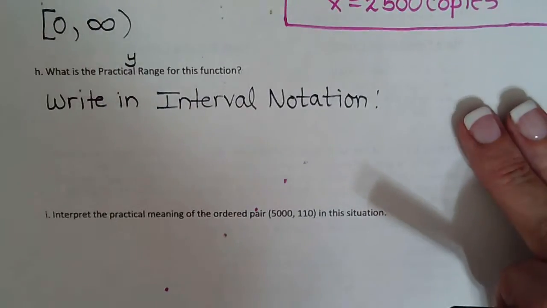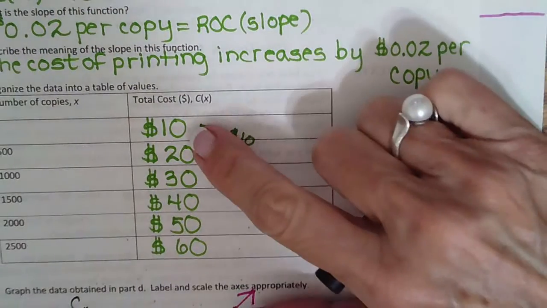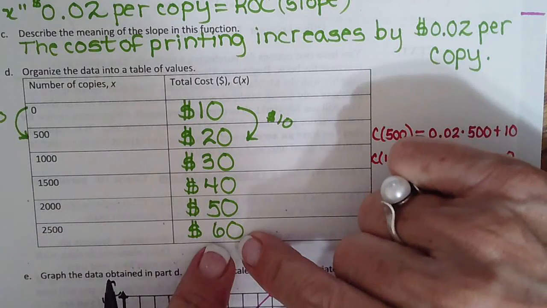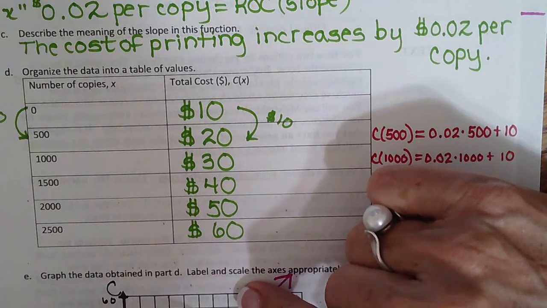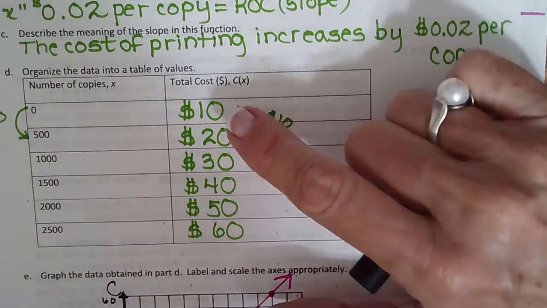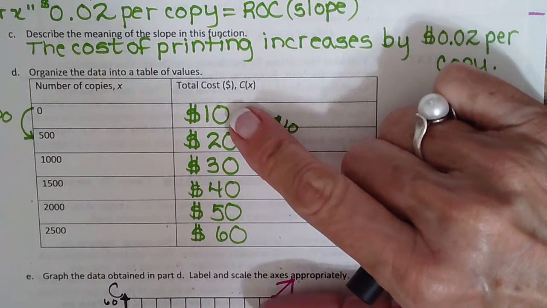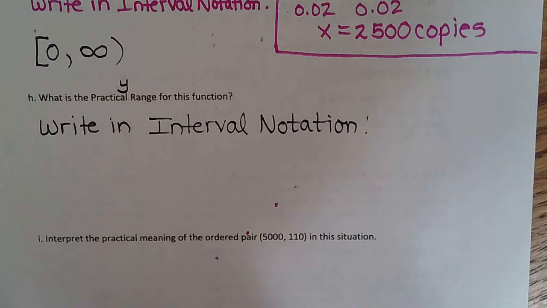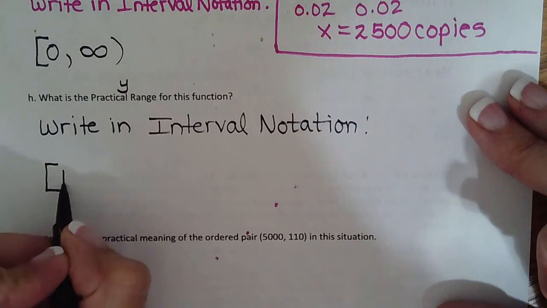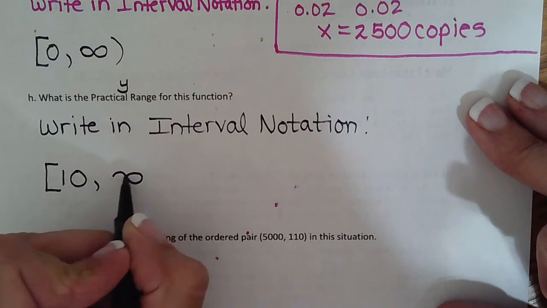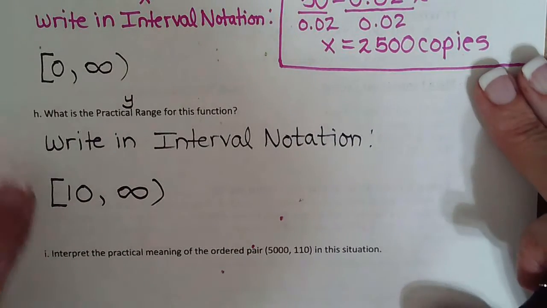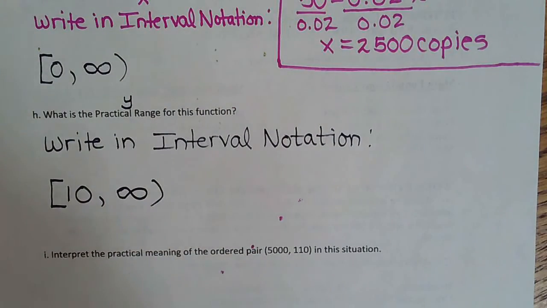Okay, so did you all figure out what the y's can be? Let's look at that. So what's the lowest y? $10, because it can't get any lower than 10. That's a base fee. Can it keep going up, up, up? Absolutely. As the copies go up, it goes up. So 10's the lowest, and it can be equal to 10, so that means we need a bracket, but it can keep going forever. So 10's the lowest y, infinity's the highest y. And remember, we learned infinities always have parentheses, but we use brackets when it's an actual point on the graph.